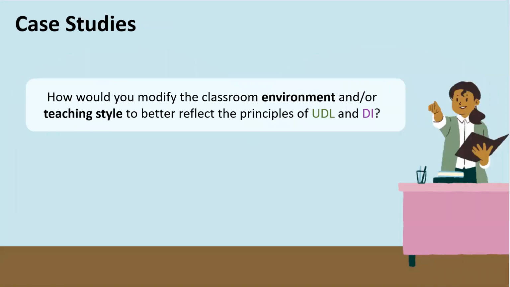Now, let's apply what we've learned to some realistic case study scenarios. The following examples highlight how, when utilized effectively, universal design for learning and differentiated instruction can support an inclusive learning environment for students with different strengths, needs, and interests. Read each case study, then pause the video and think about how you would modify the classroom environment and/or the teaching style to better reflect the principles of universal design for learning and differentiated instruction. Once you finish brainstorming, check out the next slide to see some possible answers.